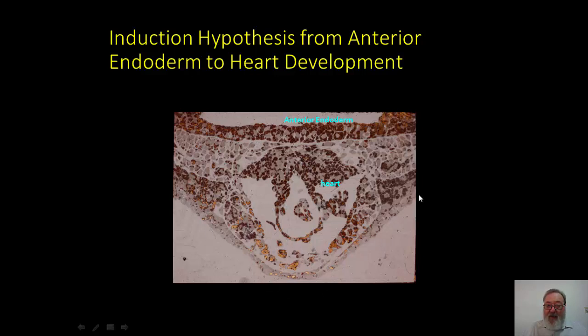Here's the ventral aspect of the embryo. Here's the epidermis or skin. Here's that endoderm, the gut. And you can see that the gut or anterior endoderm still maintains contact with that heart, even at the heartbeat stage, and it appears that inductive influences are continuing even to this stage.